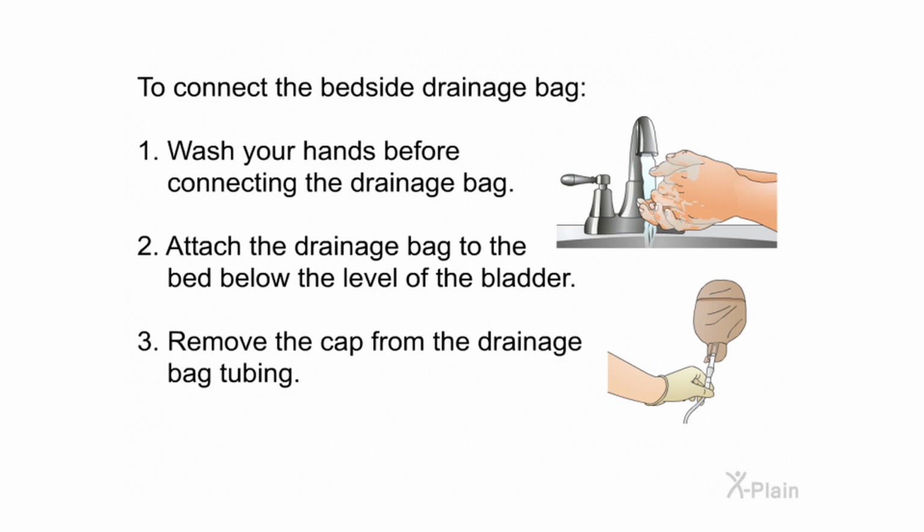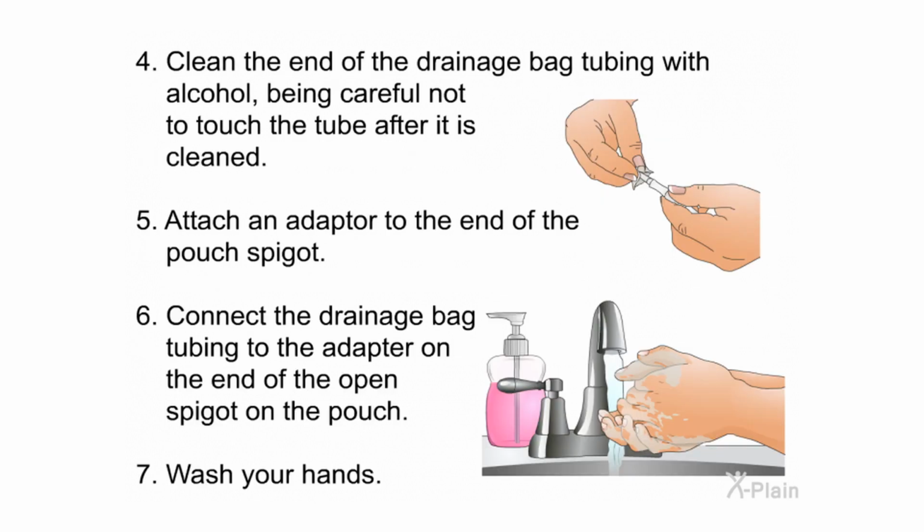To connect the bedside drainage bag: 1. Wash your hands before connecting the drainage bag. 2. Attach the drainage bag to the bed below the level of the bladder. 3. Remove the cap from the drainage bag tubing. 4. Clean the end of the drainage bag tubing with alcohol, being careful not to touch the tube after it is cleaned. 5. Attach an adapter to the end of the pouch spigot. 6. Connect the drainage bag tubing to the adapter on the end of the open spigot on the pouch. 7. Wash your hands.